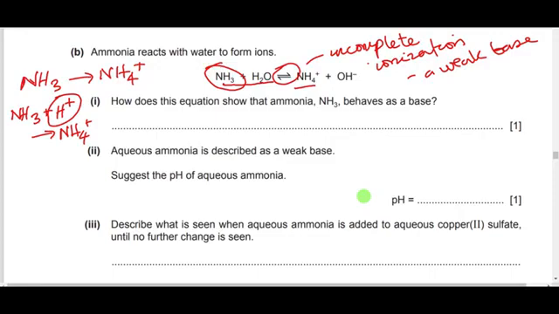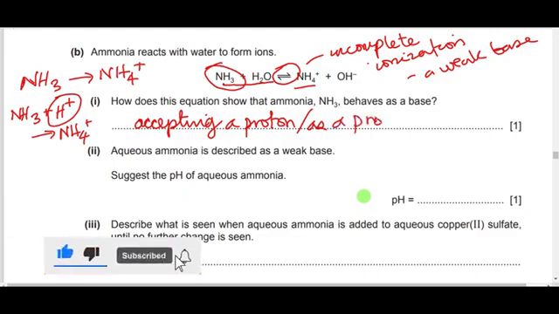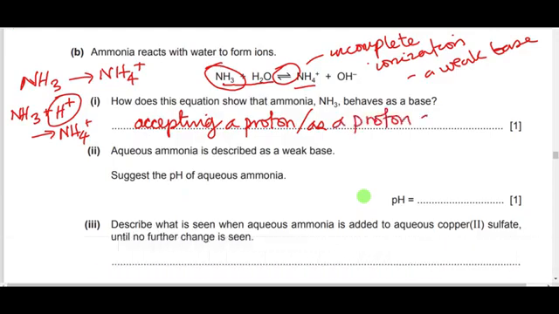a what? Base. So how does ammonia behave as a what? Base. It behaves as a base by accepting what? Accepting a what? A proton. Or you can say by what? As a proton acceptor. A base is a proton acceptor, while an acid is a proton donor.